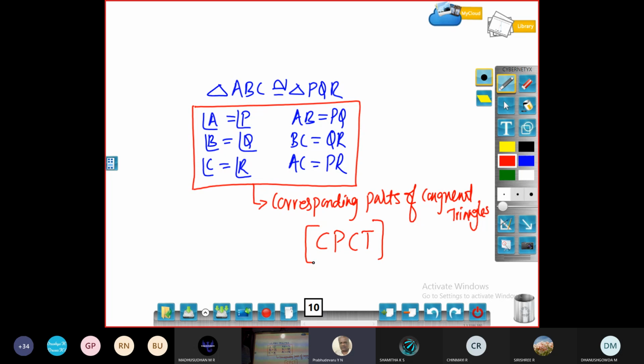Is it clear to all of you? Yes, sir. You understood the meaning of corresponding parts of congruent triangles?